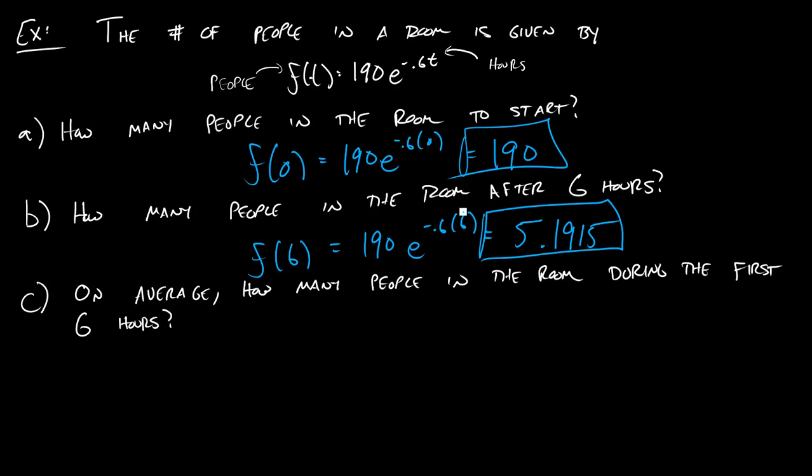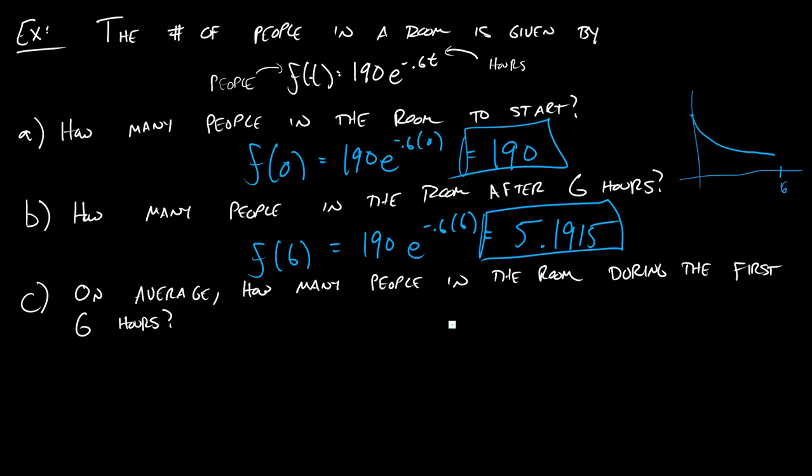Now here's where the average comes in. So on average, how many people are in the room during the first 6 hours? So what we can kind of see is we have a function that looks something like this. We start up at 190 and it decreases pretty quickly over 6 hours. I'm just saying on average how many people were there. If you just kind of came at a random time, what might you expect?